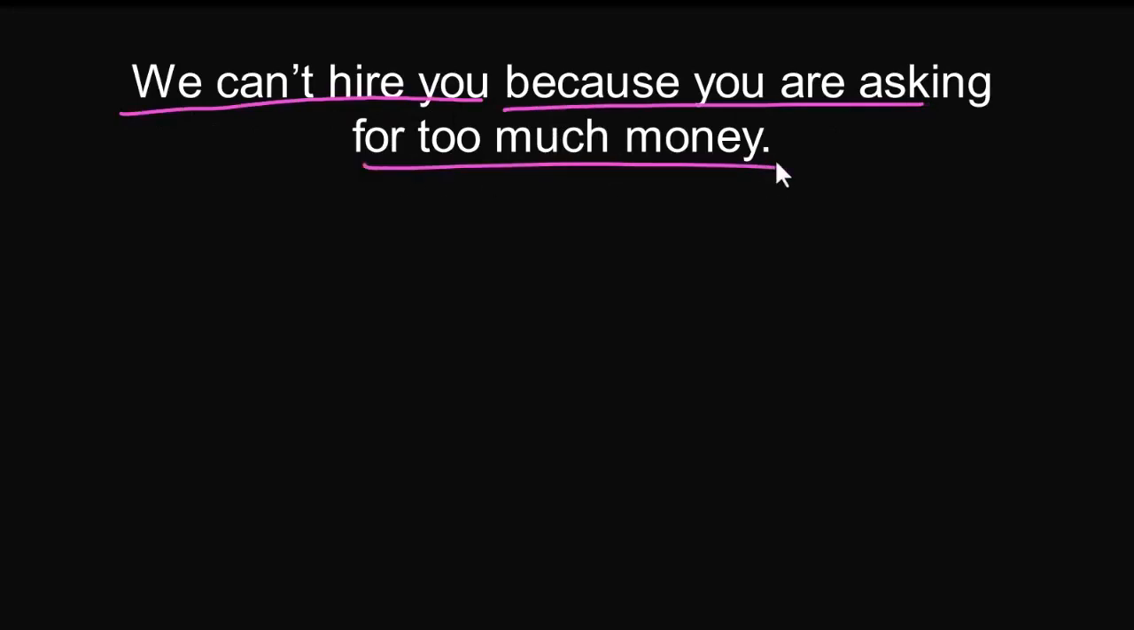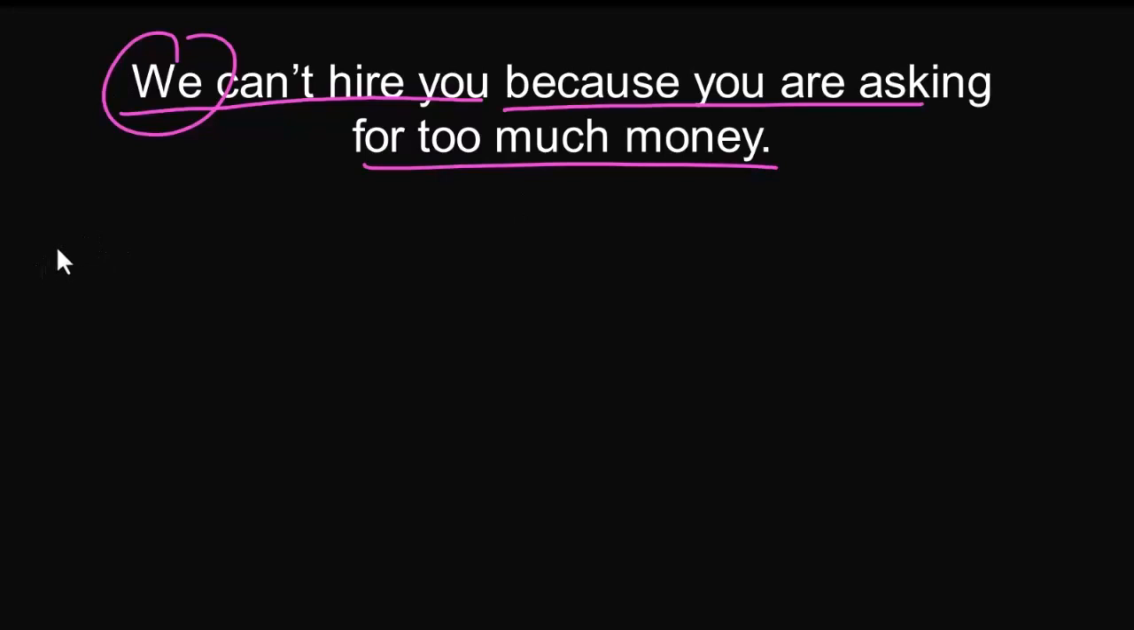Now let me teach you how you can have multiple dependent clauses in a complex sentence. All you have to do is, instead of using an adjective, you can use an adjective clause, because that's a dependent clause. Instead of using a noun or a pronoun, you can replace it with a noun clause, a dependent clause, right? And instead of using a one-word adverb or an adverb phrase, you can use an adverb clause. Okay, so we can do that. We can't hire you because you're asking for too much money.